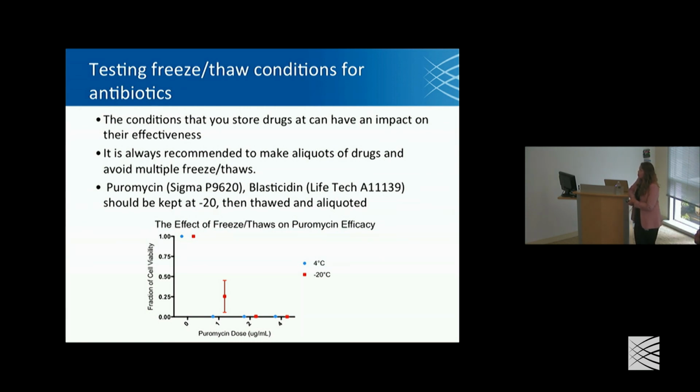We also recommend that those aliquots should be an amount that you can use at 4 degrees within 2 weeks. We've found that if you leave puromycin and blast over 2 weeks at 4 degrees, you also lose some effectiveness. So it's important to keep all of that in mind, even just for storing drugs and antibiotics.